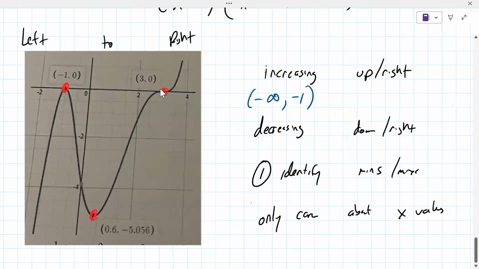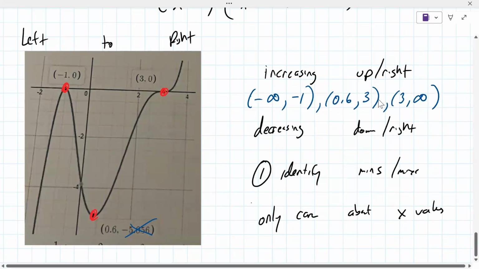Now, in this region right here, do you agree that it's also increasing, going up and to the right? Yes. Okay. We only care about the x values, 0.6 to 3. I don't care about the y value. Not important. And then once you get past this point, do you agree that it is also increasing? Yes. So that's from 3 to infinity. Your instructor may not care if you deal with the 3 this way, but it's actually neither increasing nor decreasing at that point. It's just a little flat spot.